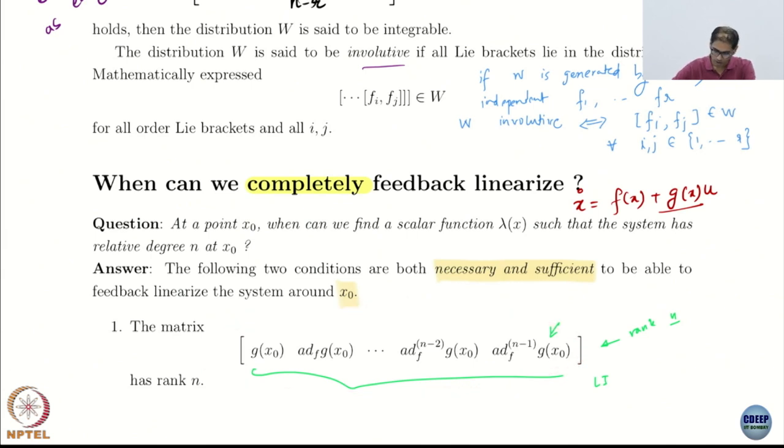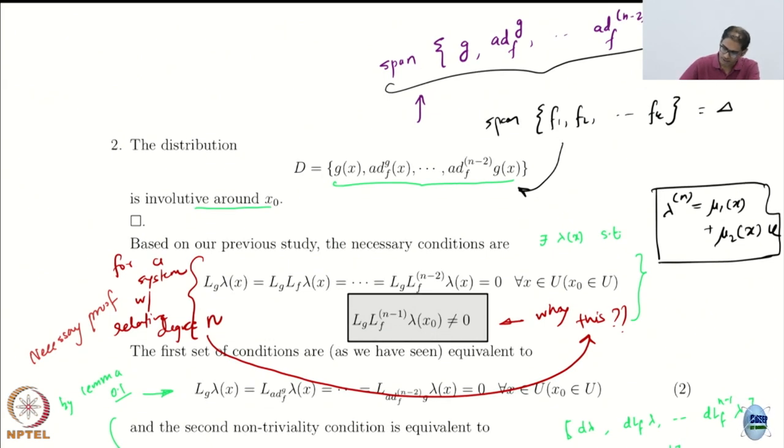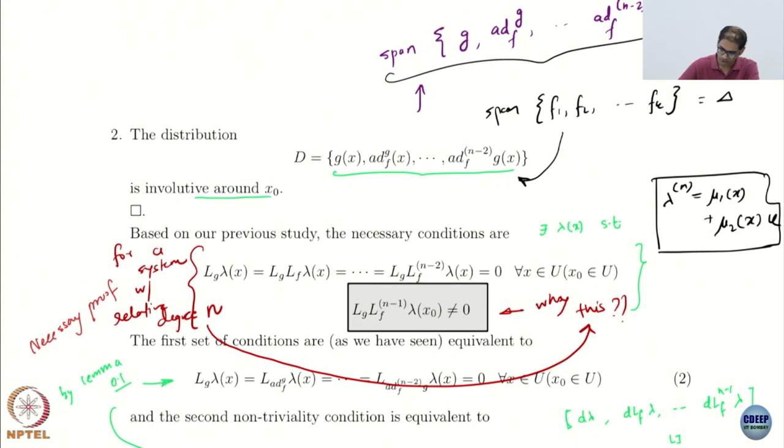He is talking about a particular point x0, but typically you will want it for all x0. Okay, great. So this is rank n, the same condition that we saw before, because this is what gives you the distribution delta. Next, we are looking at the distribution here. In this particular case, one of them is removed from the distribution. This is for a very specific reason. We'll look at it subsequently.